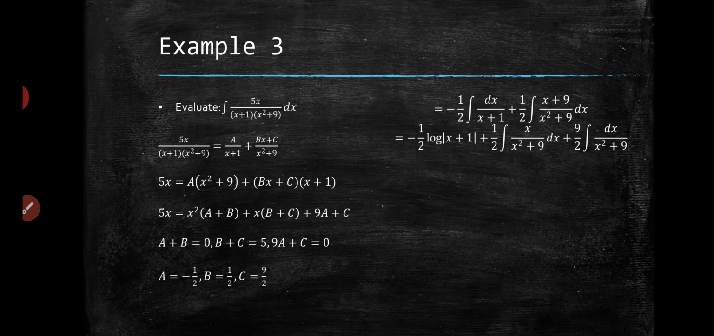Then separating out, half of integration x by x square plus 9, and then 9 by 2 integration of dx by x square plus 9. So these are simple integrations. Once you solve it, you get this as your answer.